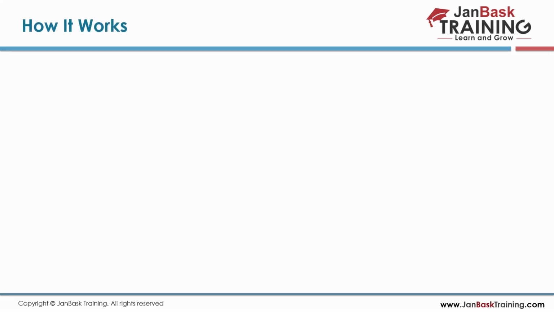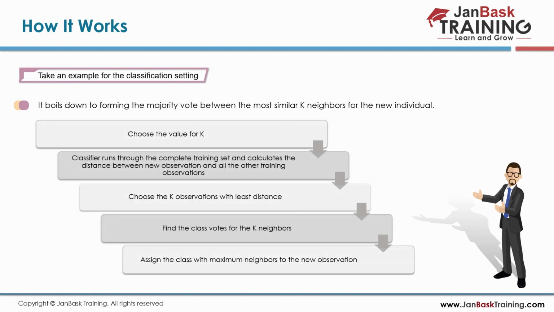So these are the steps for KNN. It boils down to forming the majority vote between the most similar k nearest neighbors of a new individual. As I told you, it will always be the majority vote. That's why we choose k as an odd number, k equal to 3, 5, 7, so that you will get a majority vote. The steps are: choose the value of k. The classifier runs through the complete training set and calculates the distances between the new observation and all other training observations. Choose the k observations with the least distance, whatever k value you have given. Find the class votes of the k neighbors and assign the class with the maximum neighbors to the new observation.